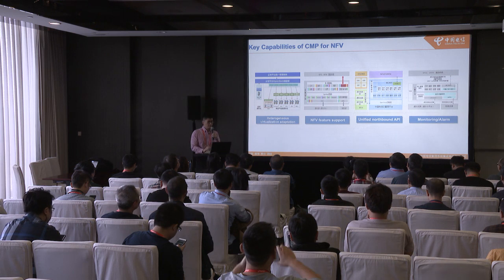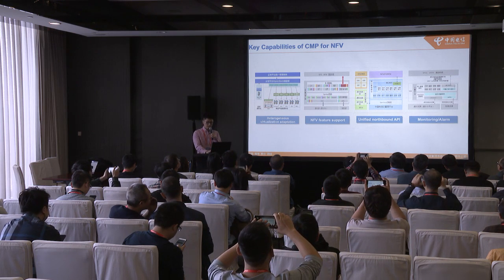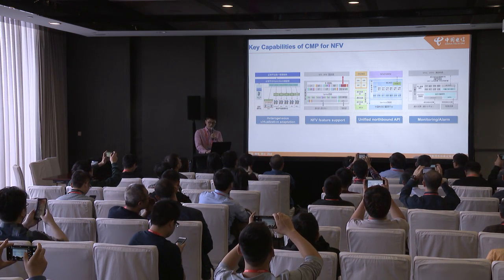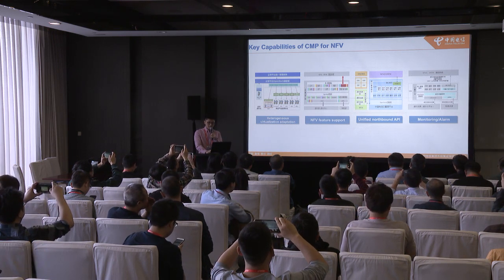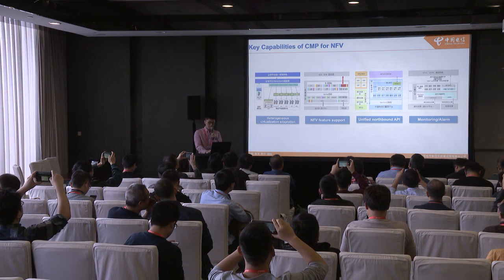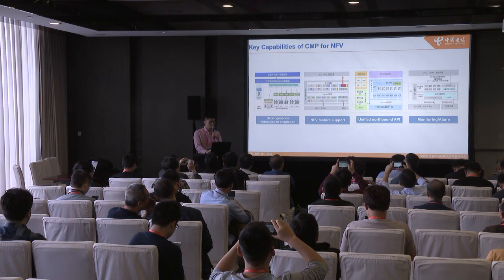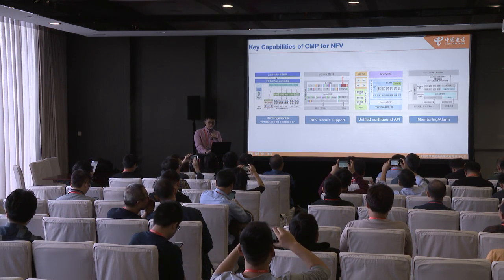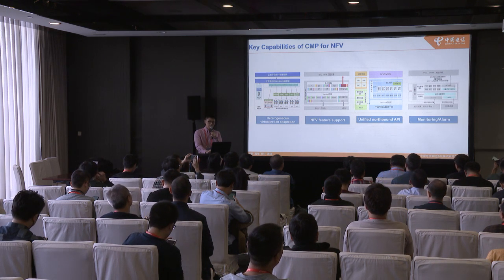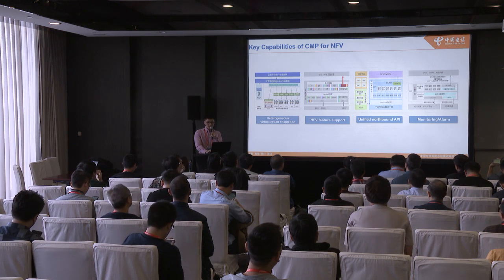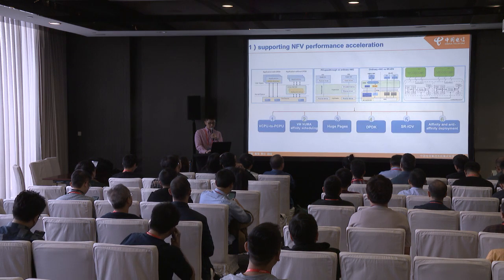So just to summarize a few key capabilities our CMP VIM has achieved in order to achieve our vision. There are four capabilities in total. Those are the NFV feature support, the unified northbound API, the VIM gateway enhancements in terms of the monitoring and alarm capabilities, and the integrating with the multi-vendor hypervisors and also the outside system. So breaking those down just here.